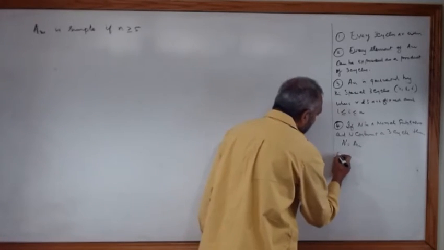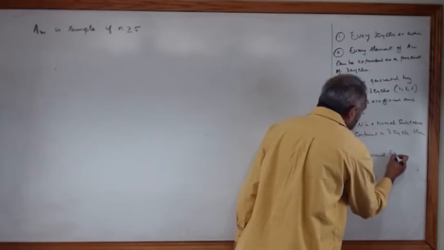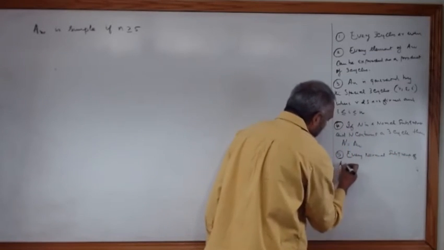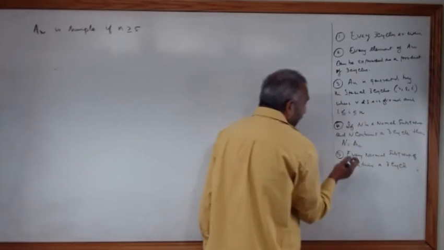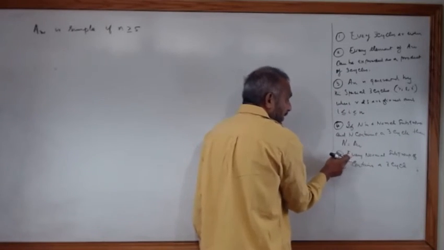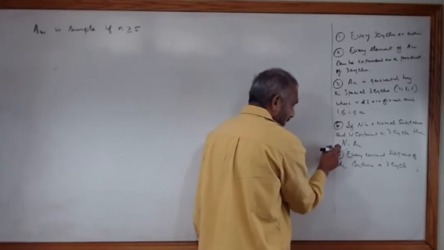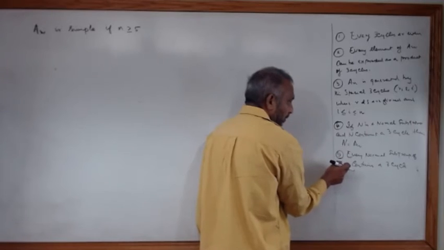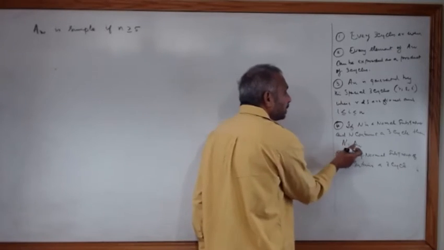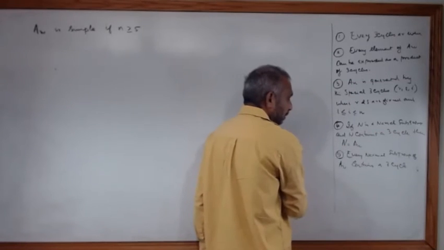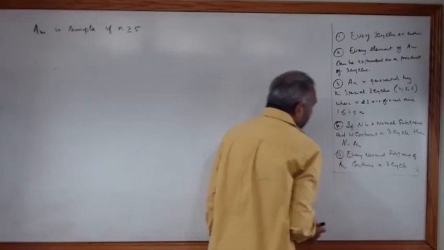And the last step is: every normal subgroup of An contains a 3 cycle. If it contains a 3 cycle, then it is An. And this says that every normal subgroup of An contains a 3 cycle. That means if N is any normal subgroup of An, then they are the same. So this means that An does not contain a proper normal subgroup. If it contains a 3 cycle, it's already An. And N always contains a 3 cycle. So these are the steps that we are going to follow to prove this.